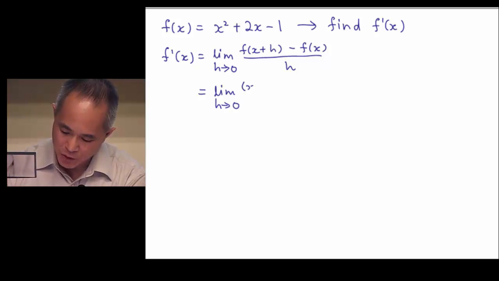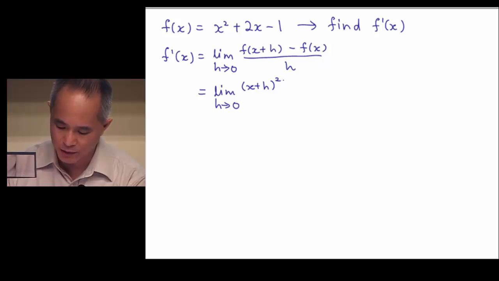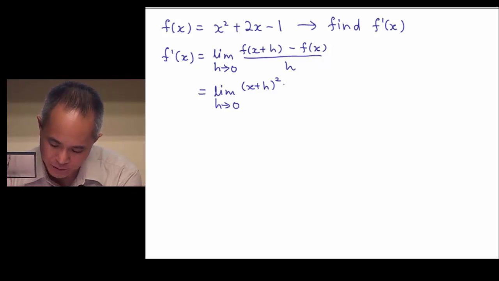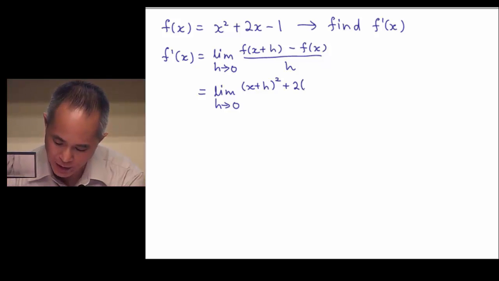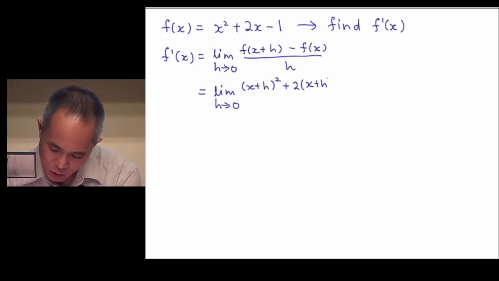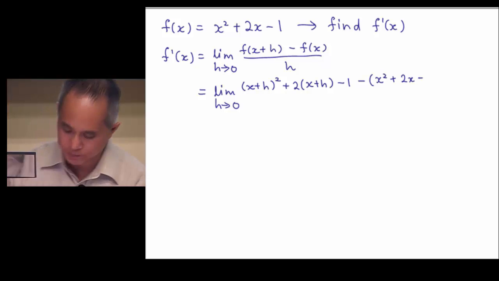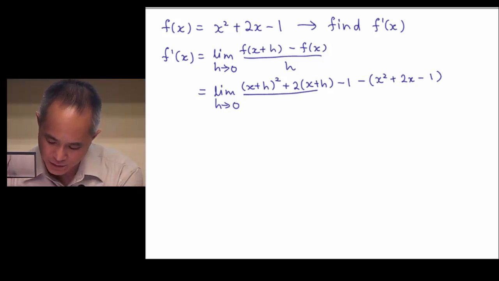Now, I'm going to use this as my f of x, and whenever I see x, I replace it with x plus h. So I have something like x plus h squared plus twice of x plus h, take away 1. Take away x squared plus 2x, take away 1. And the whole expression is divided by h.